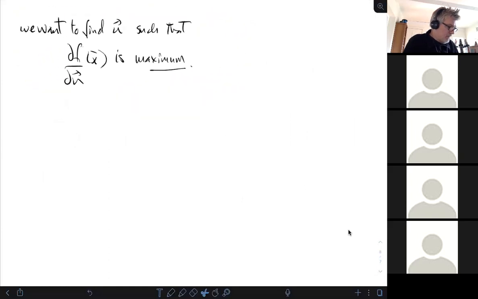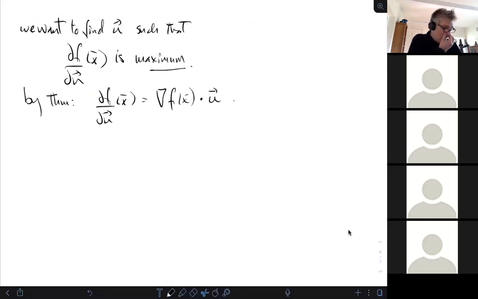Okay. So let's write it out. So del f del u at x bar, what is that? That's the gradient vector at x bar dot u. Now, that's a dot product, so we have another way of writing it. We know this is the same as the magnitude of this first vector times the magnitude of the second vector times the cosine of the angle between the vectors.